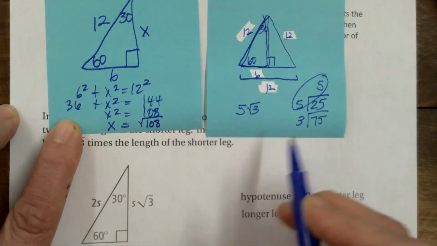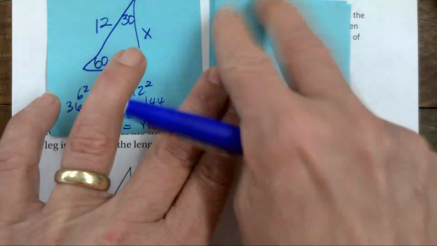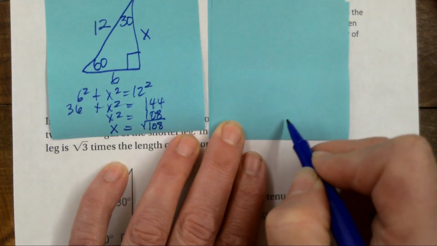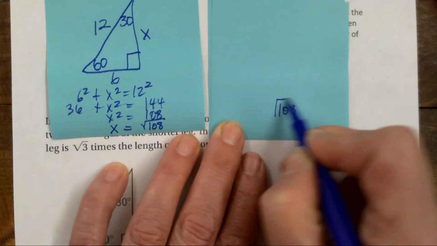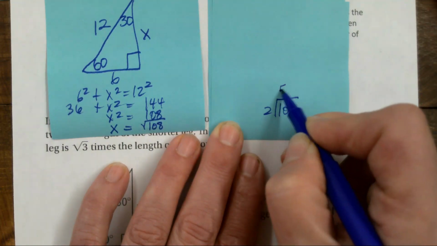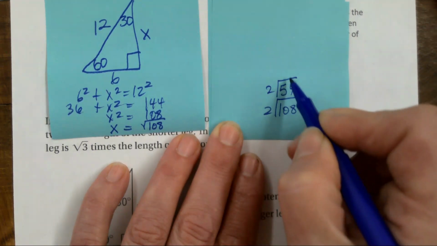Square root of 108. I've got to go through that process again and simplify my radical. So I'm going to simplify the radical. Here we go. 108. Can I divide it by 2? Yes. What do I get? 54. Can I divide that by 2? Yes. What do I get?